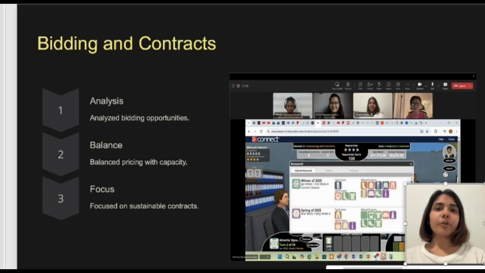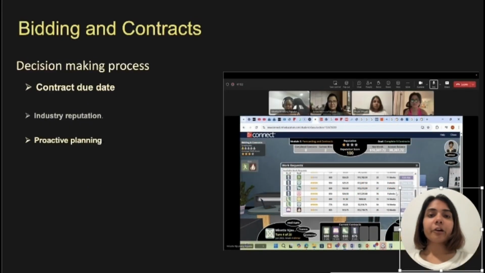Lastly, there's focus. We emphasized focus. We selected contracts that aligned with our long term strategic goals, especially those that encourage sustainable practices, and which also positioned us well for upcoming market shifts. On this slide of bidding and contracts under Module 3, I will be discussing the decision making process.